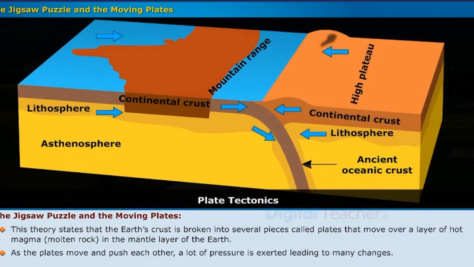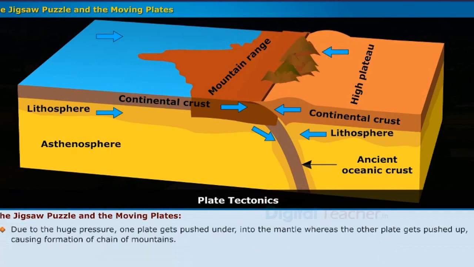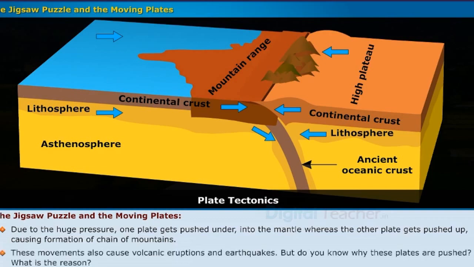As the plates move and push each other, a lot of pressure is exerted, leading to many changes. Due to the huge pressure, one plate gets pushed under into the mantle, whereas the other plate gets pushed up, causing formation of chain of mountains. These movements also cause volcanic eruptions and earthquakes. But do you know why these plates are pushed? What is the reason?